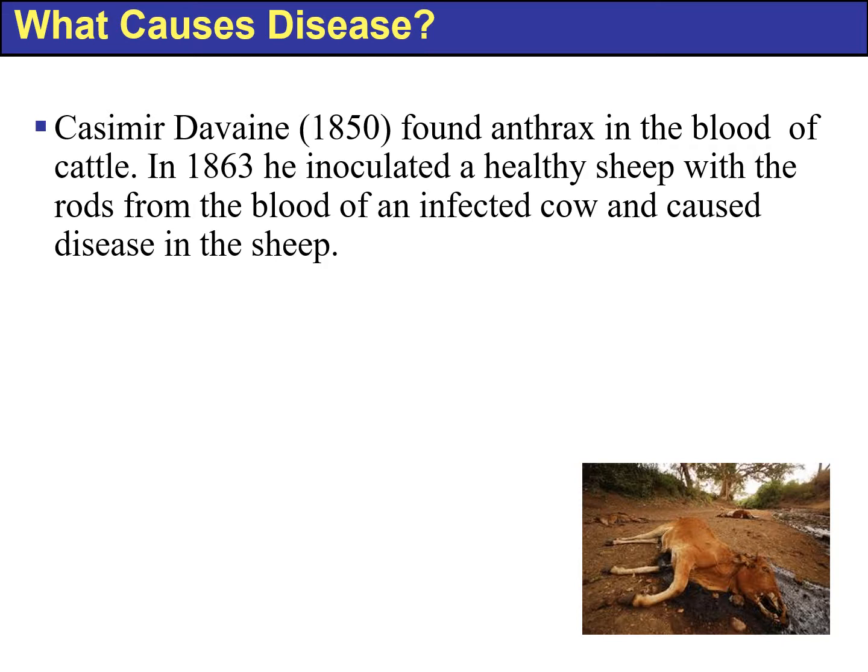One of the first experiments we will address that looked at the question of what caused disease was the experiment where this scientist, Davaine, looked at an infection of cattle. He observed that in the blood of cattle, he found this organism. Subsequently, we know it's called Bacillus anthracis, but he found this rod-shaped organism in the blood of cattle, and he found that in 1850. In 1863, he inoculated a healthy sheep with those rod-shaped organisms that he isolated from the blood of the cattle. It subsequently caused the disease in sheep.